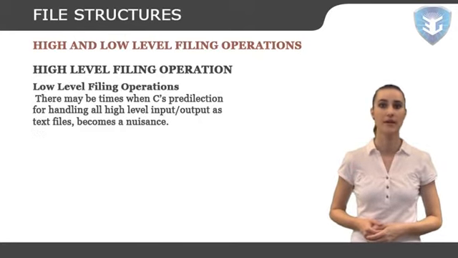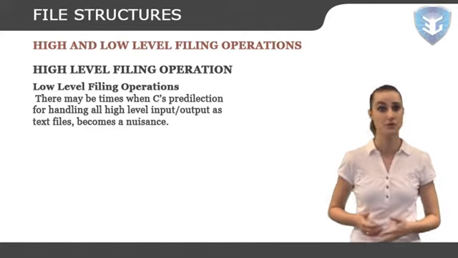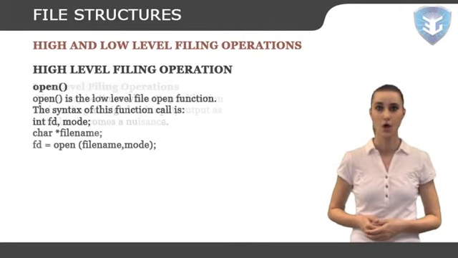Low-level filing operations. Normally, a programmer can get away with using the high-level input-output functions, but there may be times when C's predilection for handling all high-level input-output as text files becomes a nuisance. A program can then use a set of low-level I/O functions, which are provided by the standard library. open function. open() is the low-level file open function. The syntax of this function call is given here.